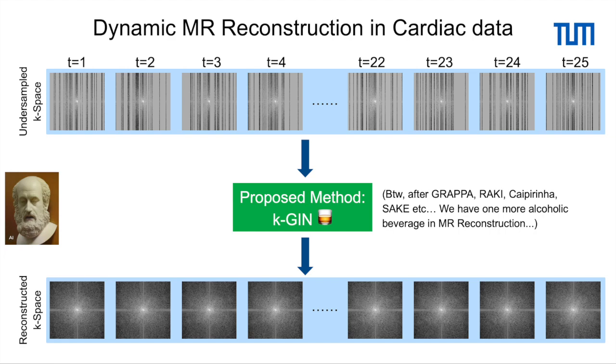They apply the undersampled K-space of the cardiac sequence as the input and interpolate it with their proposed method, termed k-IRM. By the way, after GRAPPA, RAKI, CAIPIRINHA, and SAKE, we have one more alcoholic beverage in MR reconstruction.